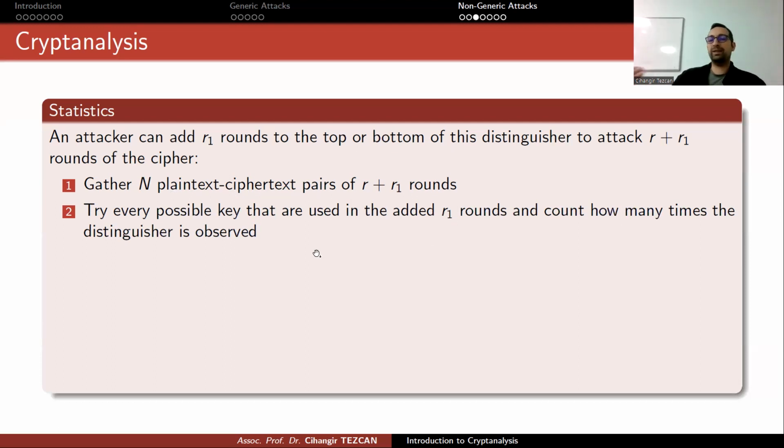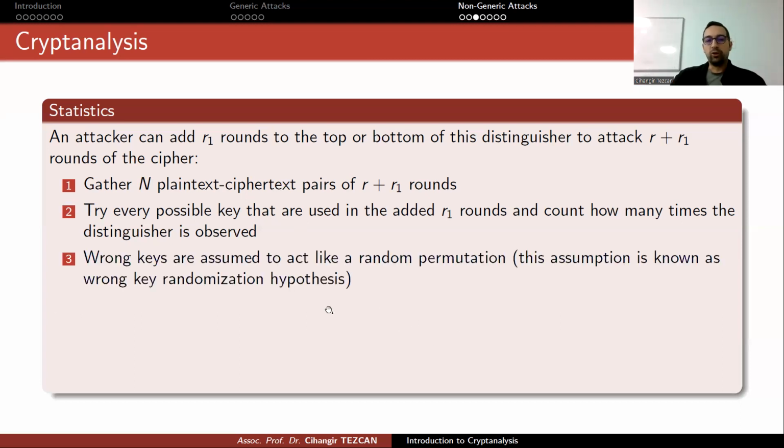So you might say that this is very similar to exhaustive search, but here not every round key bit is used. In this scenario we are trying to guess just a few bits of the round key. Wrong keys are assumed to act like a random permutation. Here the distinguisher comes into play, because my aim is to distinguish the correct key from the wrong keys.